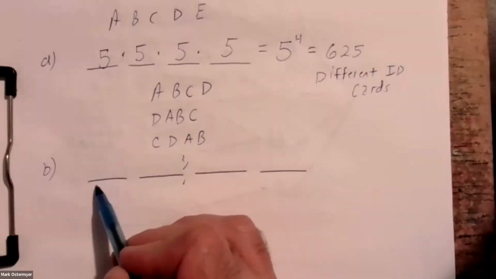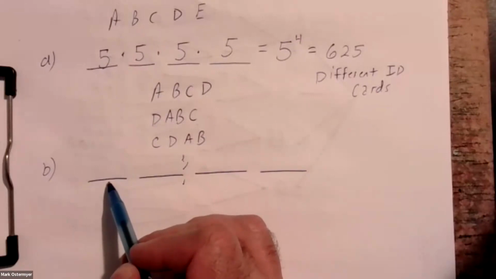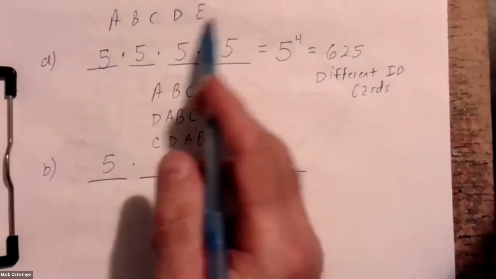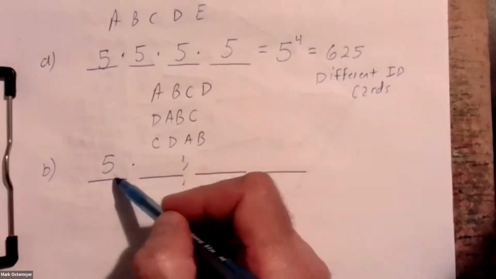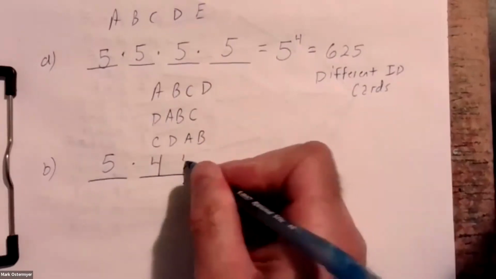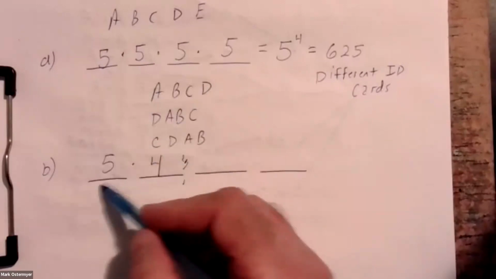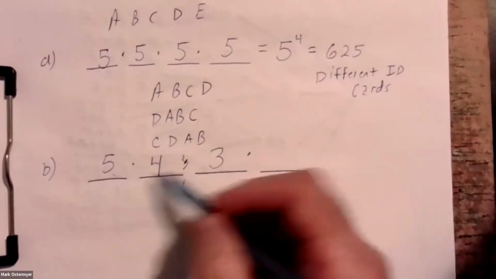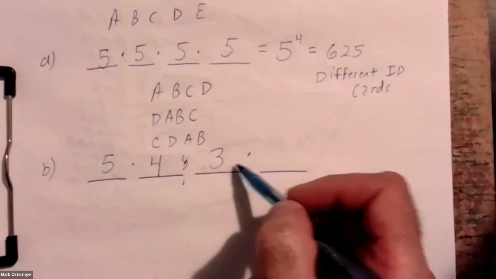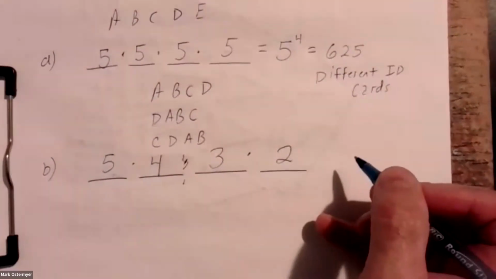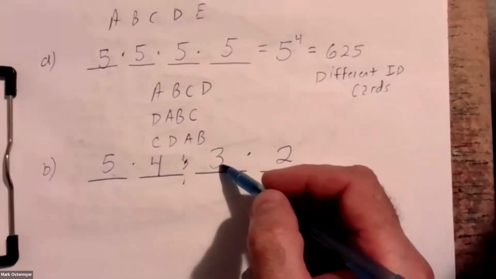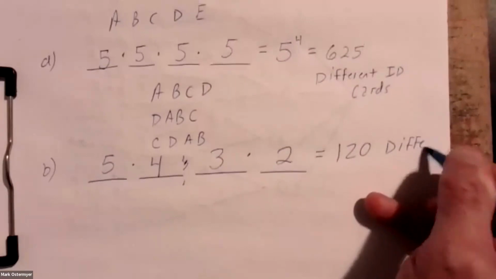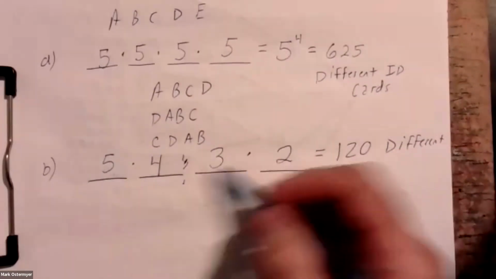In other words, how many different ways can I occupy the first slot of my 4-letter ID card? There's 5 ways, correct? Times, but ladies and gentlemen, if I leave one of the 5 letters in slot 1, then I only have 4 letters left to occupy the second slot. But now I've left 2 letters out of the batch of 5, and therefore it leaves me with only 3 letters left to occupy the third slot. But now I've left 3 letters of the 5 out, and I only have 2 left to occupy the last slot. So there will be 5 times 4, which is 20, times 3 is 60, times 2 is 120 different ID cards that can be constructed if letters cannot be repeated.